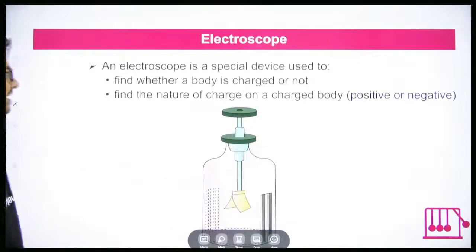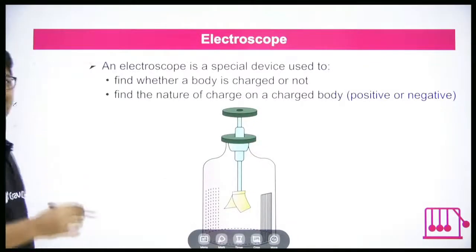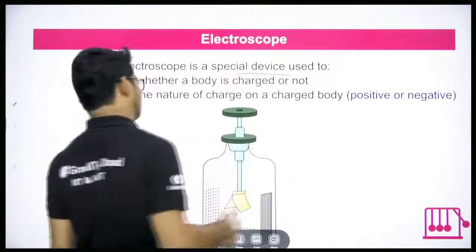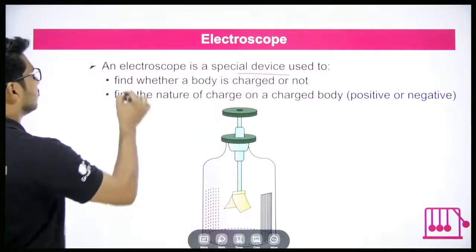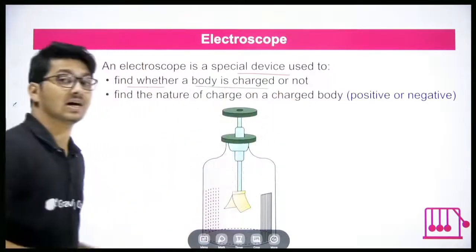So first, what is an electroscope? It's very simple. It is a special device used to find whether a body is charged or not.